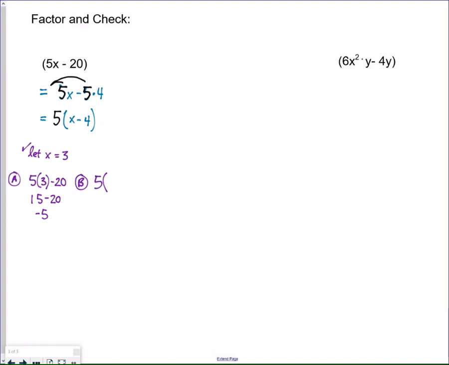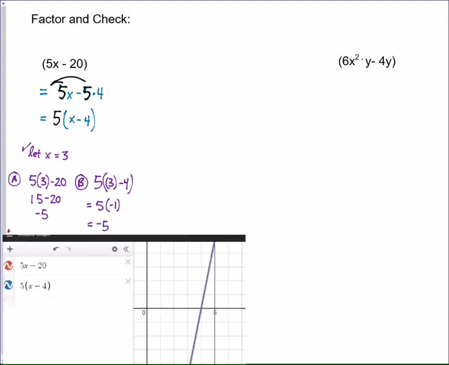Then I go to b, which is my simplified result. We have 5 times the quantity 3 minus 4 instead of x minus 4. And inside the parentheses, 3 minus 4 is negative 1. 5 times negative 1 is negative 5, which means I got this right.